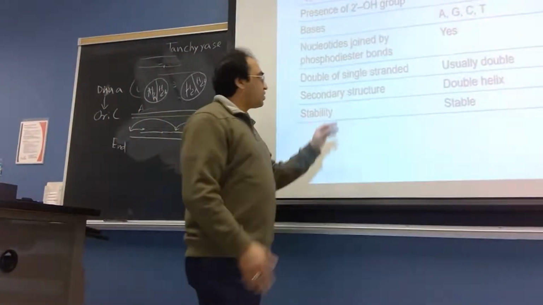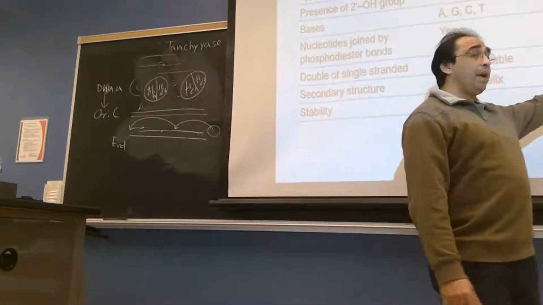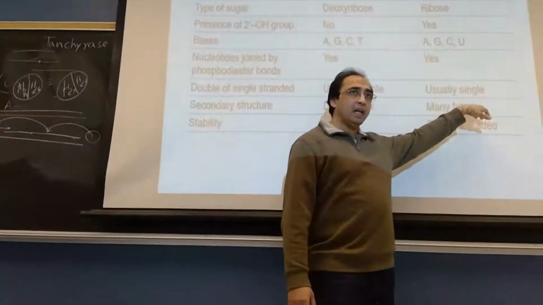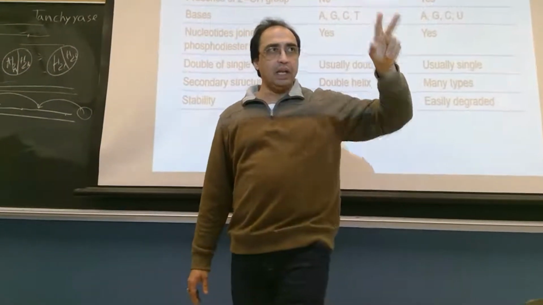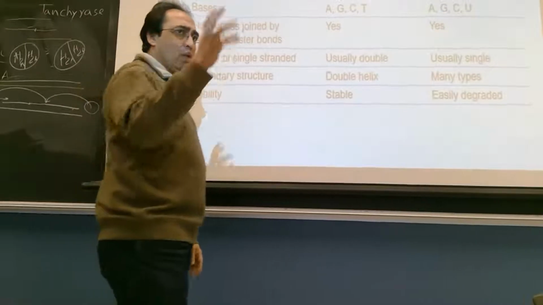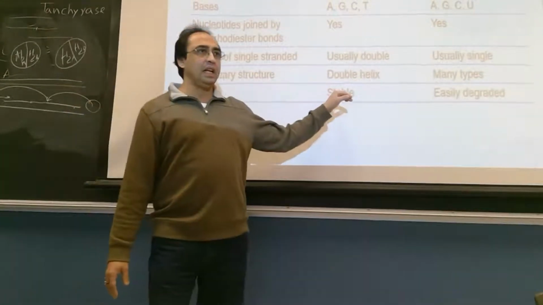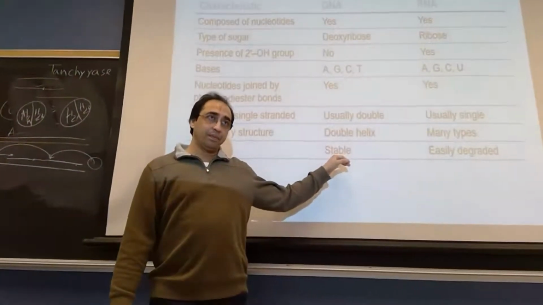Okay, the secondary structure for DNA is a double helix, but in case of RNA, there are many types. It could be linear, could be double-stranded, could be a double helix, could be a hairpin, or a lot more. When we go to tRNA, we will see that there are a lot of things. And stability: generally DNA is very stable.